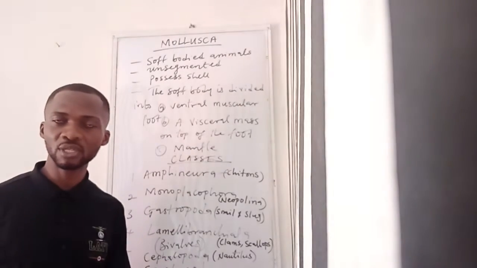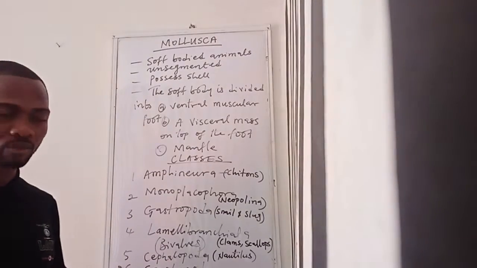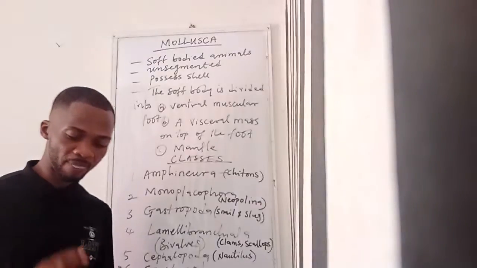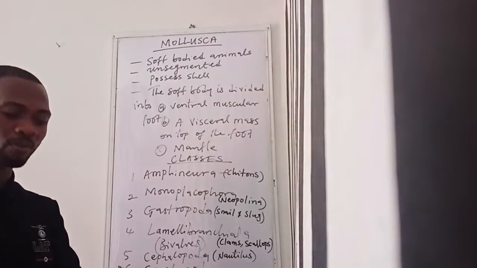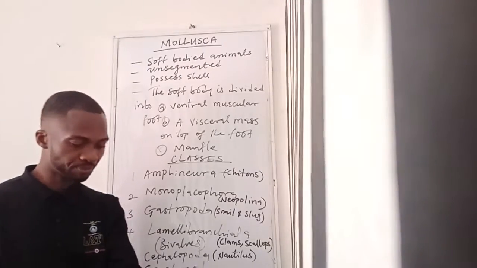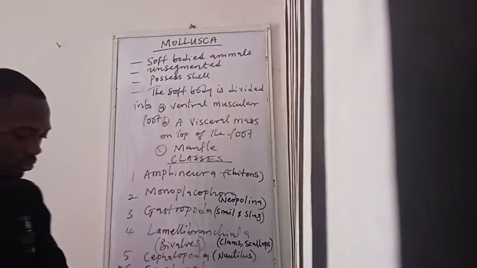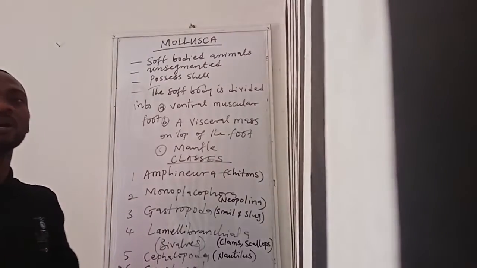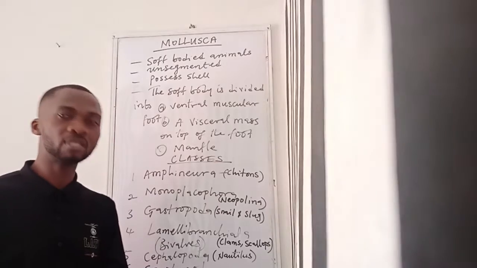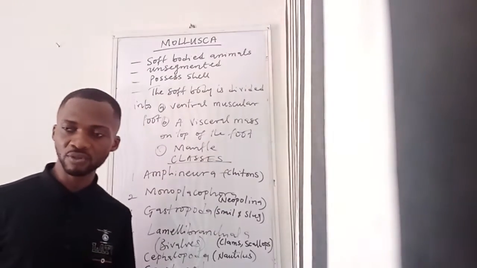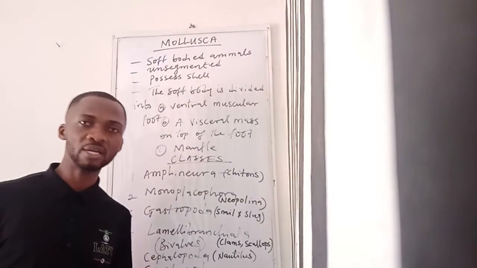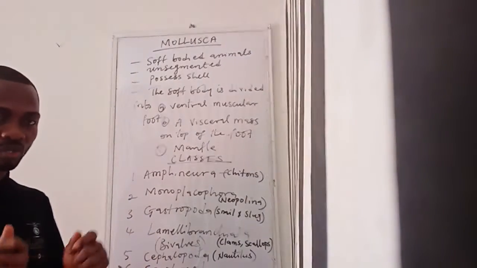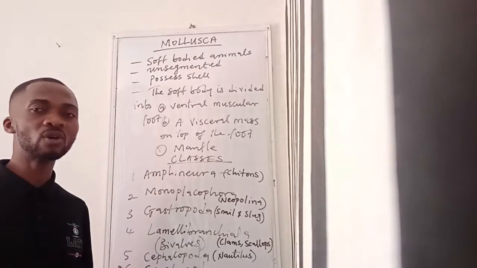Don't forget that we have been studying all the phyla in the animal kingdom. We have studied protozoa, porifera, cnidaria, platyhelminths, nematoda, annelida, and now we are looking at the phylum that is called mollusca. The first thing I want you to note about mollusca is the fact that it's a soft-bodied animal. It has a very good soft body, and it is also a coelomate.